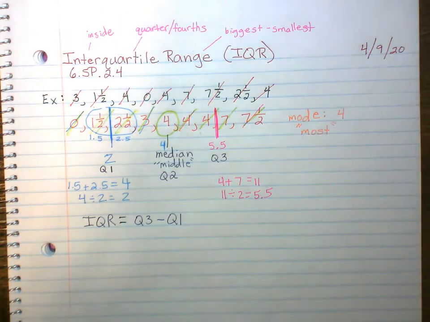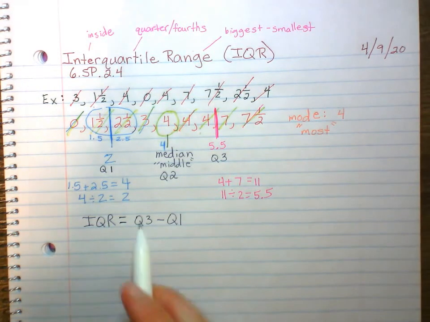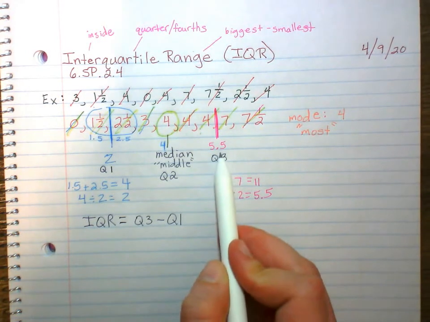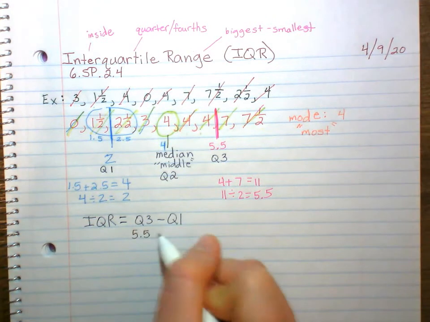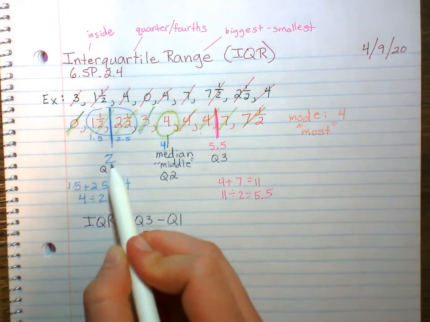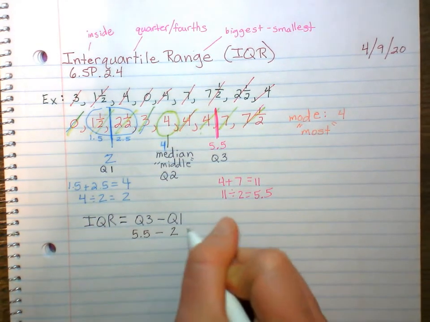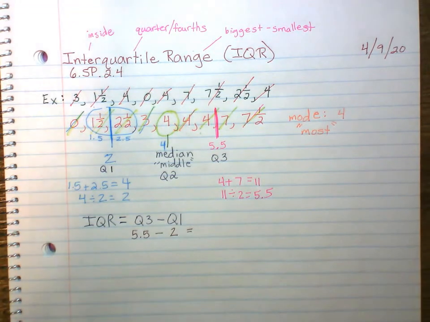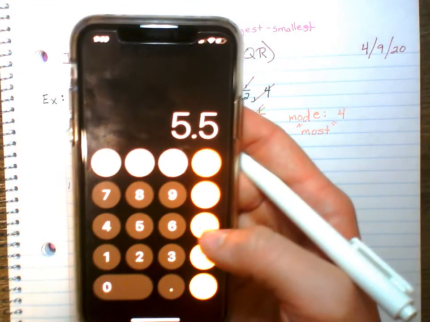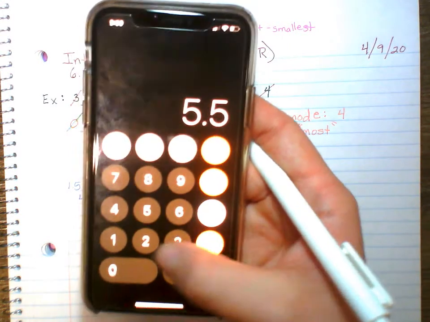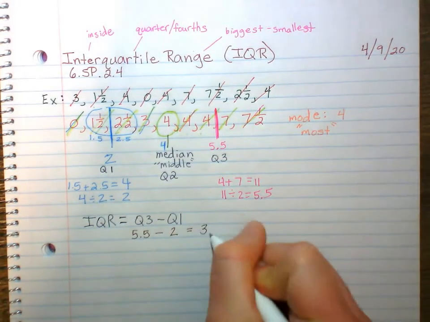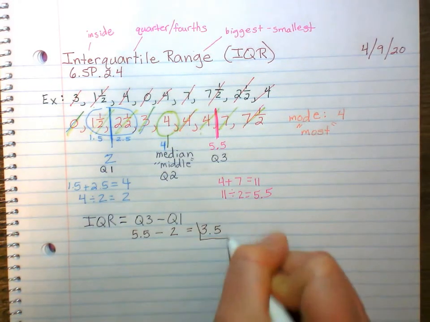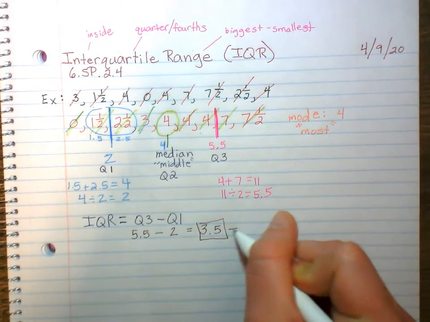So let's do that. Let's put it into practice. Quartile 3 was 5.5. And then we subtract quartile 1. Quartile 1 was 2. So 5.5 minus 2, 3.5. So 3.5 is the interquartile range.